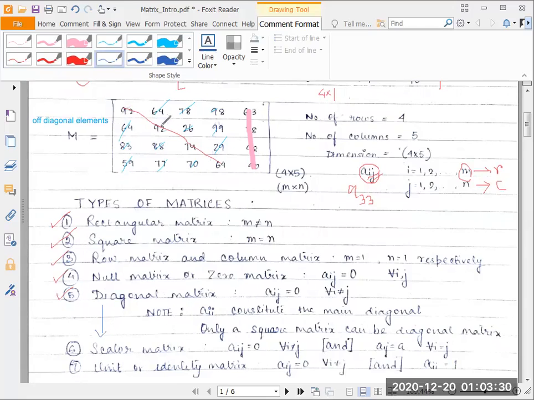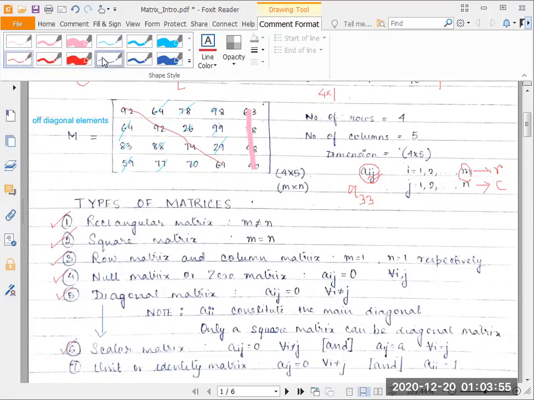So we can have 1, 1, 1, 1, 2, 2, 2, 2, 3, 3, 3, 3, 700, 700, 700, 700, 456, 456, 456, 456. 1 plus 2i, 1 plus 2i, 1 plus 2i, 1 plus 2i. We can have anything. We can have minus 100, minus 100, minus 100, minus 100 as well. In the next step, that is when we move from scalar matrix to identity matrix. So we have discussed scalar matrix.